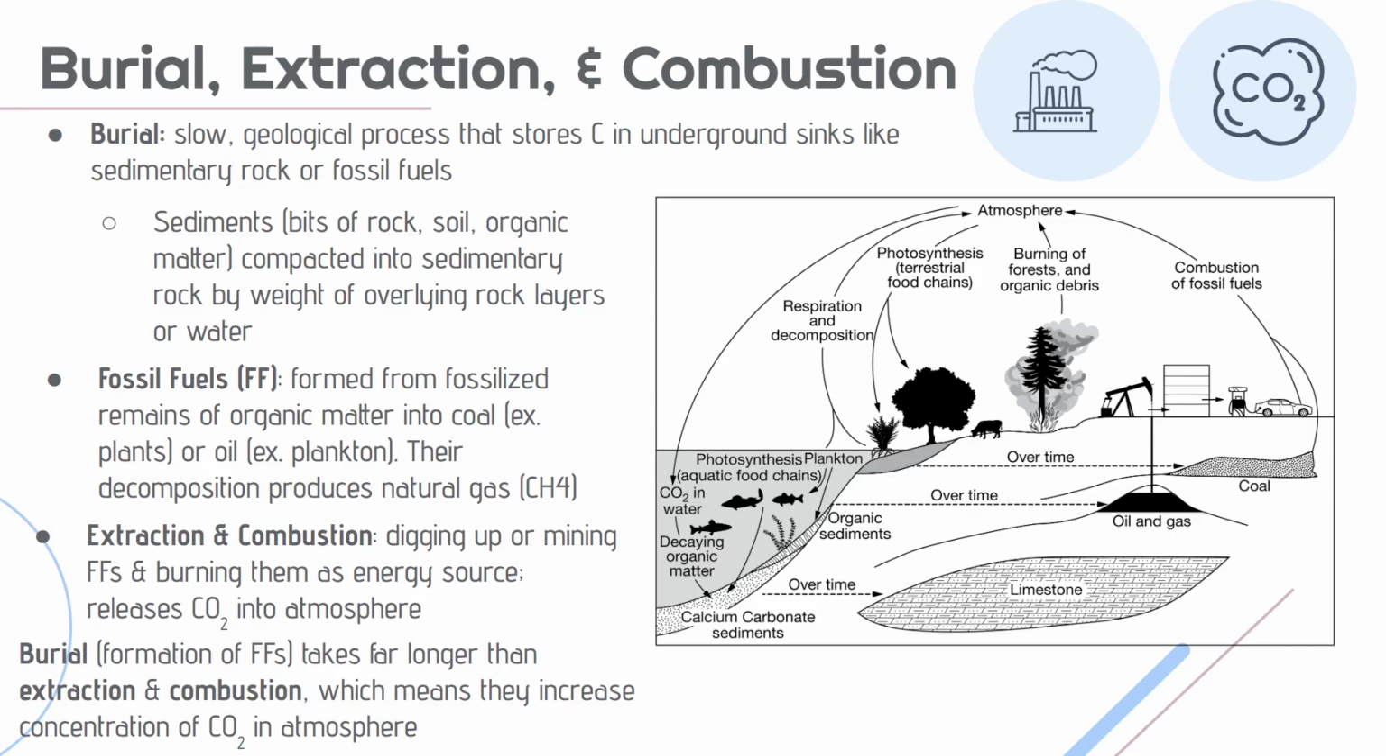When you put gasoline in your car and light it on fire to make your car go, that's a great form of energy, but it releases a lot of CO2 in the atmosphere. The big takeaway from the carbon cycle is that burial takes a long time. The formation of fossil fuels takes millions of years, so it's a very long-term carbon reservoir. But then the extraction and combustion of fossil fuels happens very, very quickly, which results in CO2 being put into the atmosphere far faster than it can be taken out.